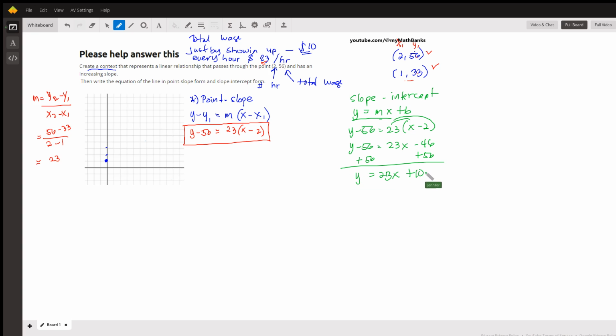This is now your slope intercept form. These two equations are the same, they're just in a different format. And then again, this is just one solution. You could have multiple solutions on this one.